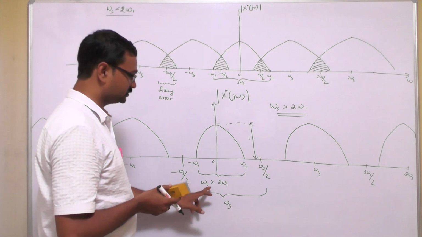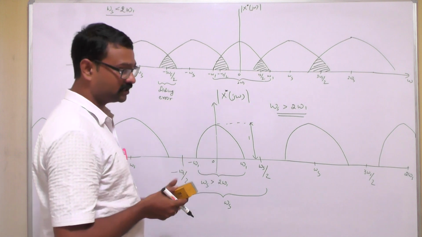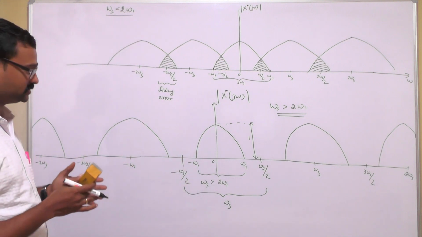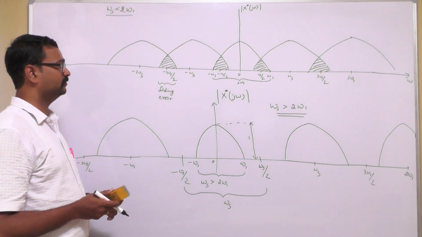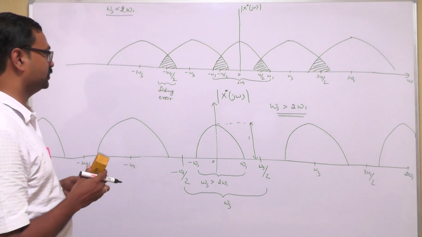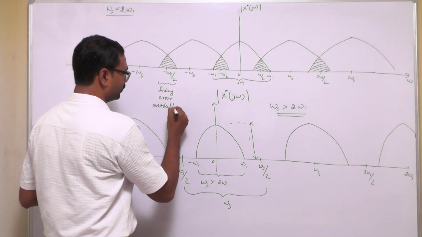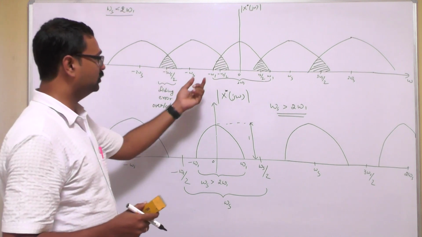When omega s is greater than 2 omega 1, you have frequency spectra which are spaced equidistant from each other. But here they are overlapping. This is the overlapping region. Any two frequency spectra are overlapping here.